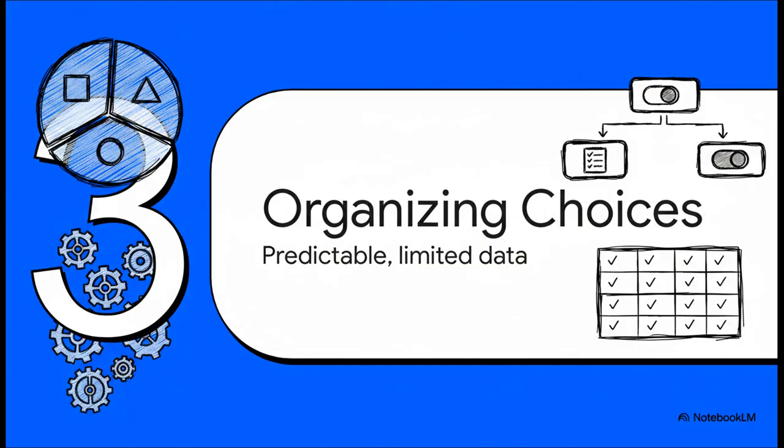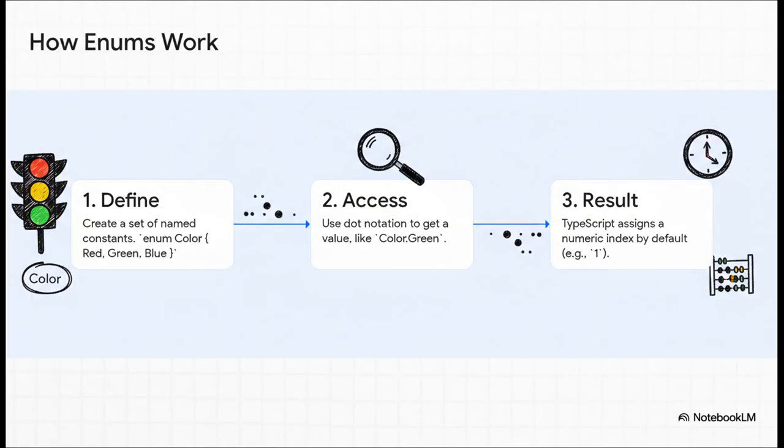Okay, so we've talked about handling the complete unknown. But what about the total opposite? What about those times when you know exactly what the choices are, and it's a very small, predictable list? Well, we've got tools specifically for that too. First up, we have enums. The perfect example is a traffic light. You know it can only be red, green, or yellow.